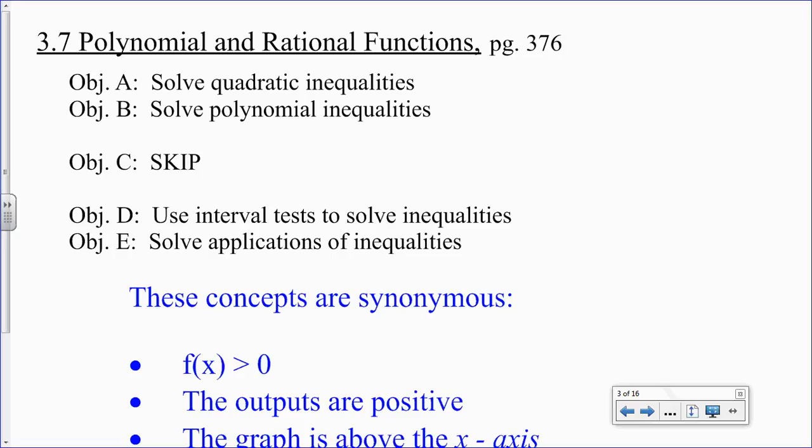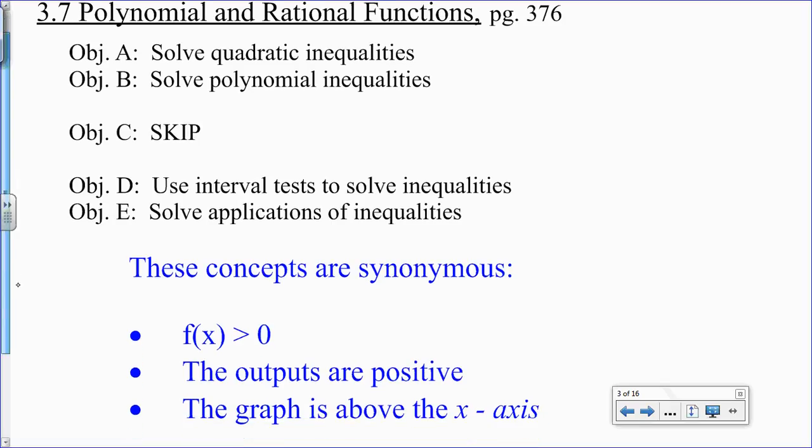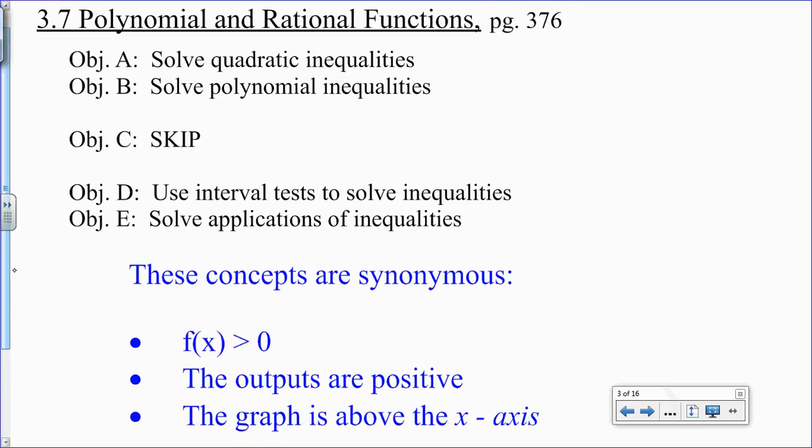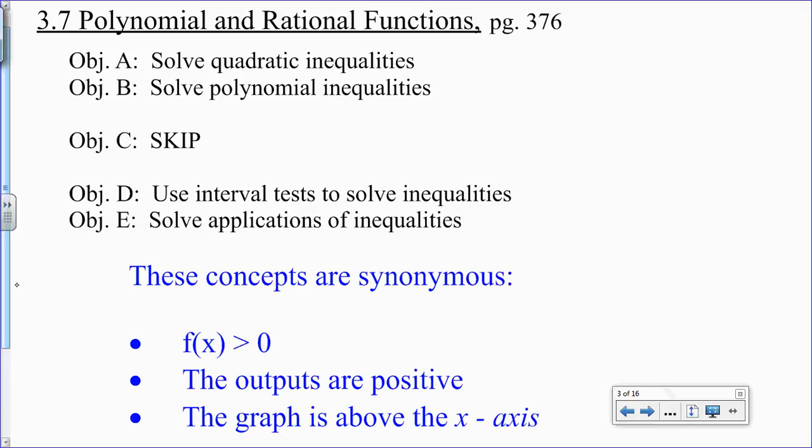Okay, so we'll get through most of this today. So tomorrow we'll finish it up and then spend a little time going over what's on your test on Tuesday. So this is polynomial and rational functions, but we're doing inequalities.